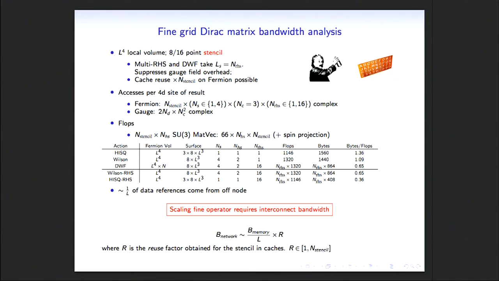So you know that the ratio between the cacheable bandwidth and the network bandwidth is then 1 over L on a L to the 4th footprint per node, for example. So 1 over L of our data references come from off node. And then depending on the reuse factor that we actually get in the cache, because caches do have a finite capacity and not an infinite capacity, this factor may be lower than the number of points in the stencil. So we have this reuse factor, which is between 1 and the stencil size, depending on the details of the architecture. We can infer the ratio of the network bandwidth to the memory bandwidth based on parameters of the system.